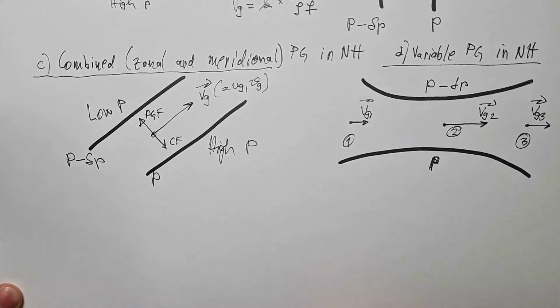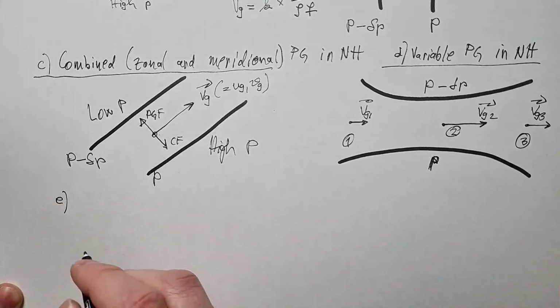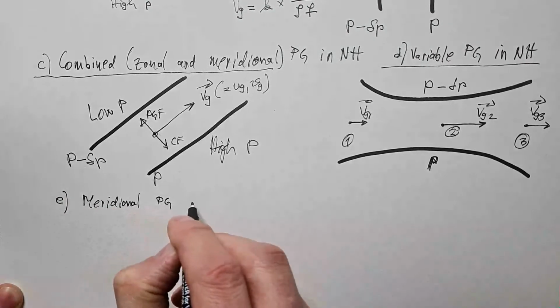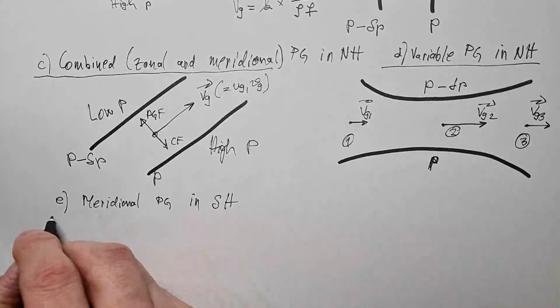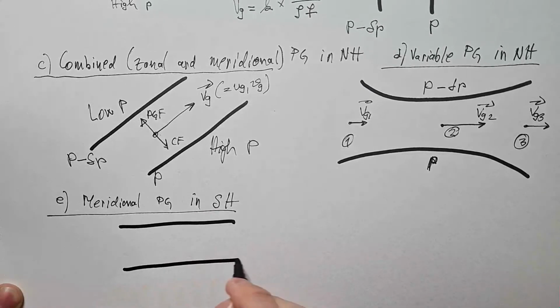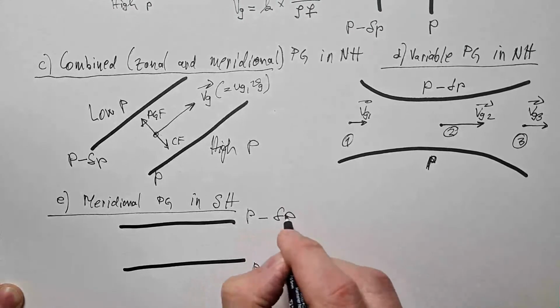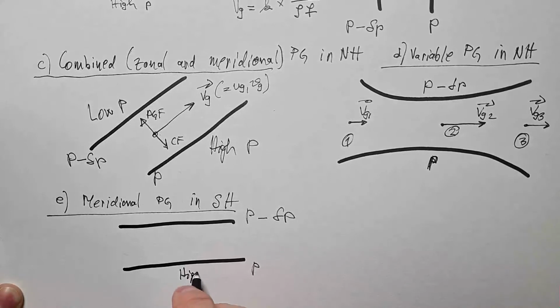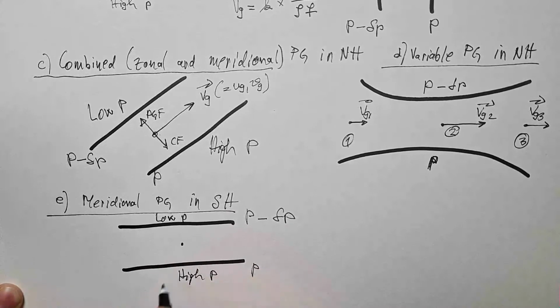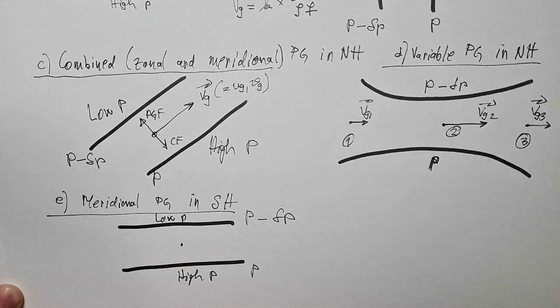And lastly, let's not forget our friends in the Southern Hemisphere. So let's provide an example of, let's say, a meridional pressure gradient in the Southern Hemisphere. How would that look? So we have this meridional pressure gradient. Let's say here is P minus delta P, so this is high pressure, here is low pressure. We have a parcel of air. What will happen in this case? Well, it will move in this direction.